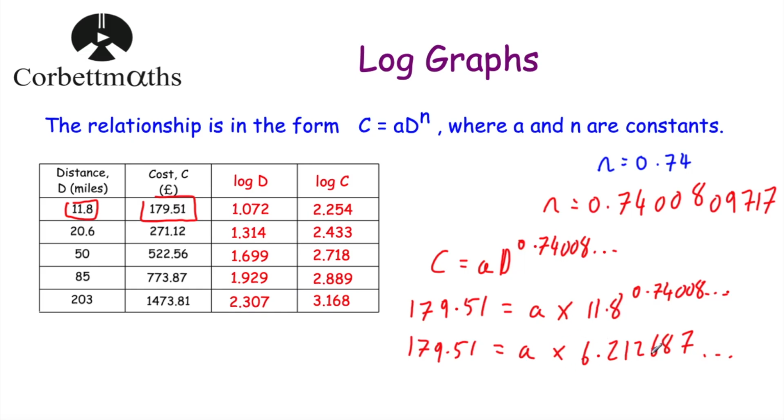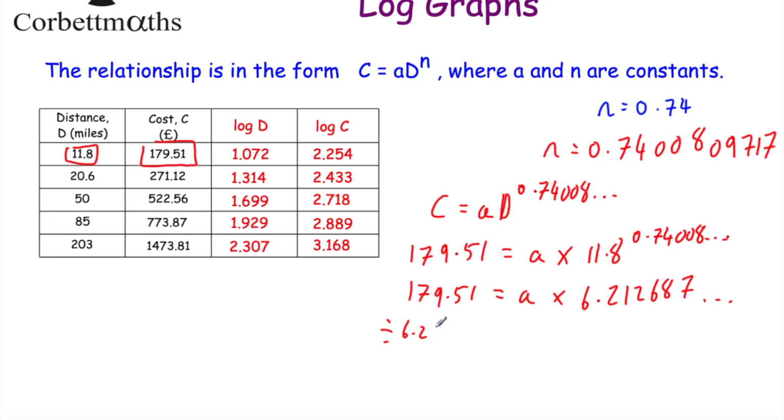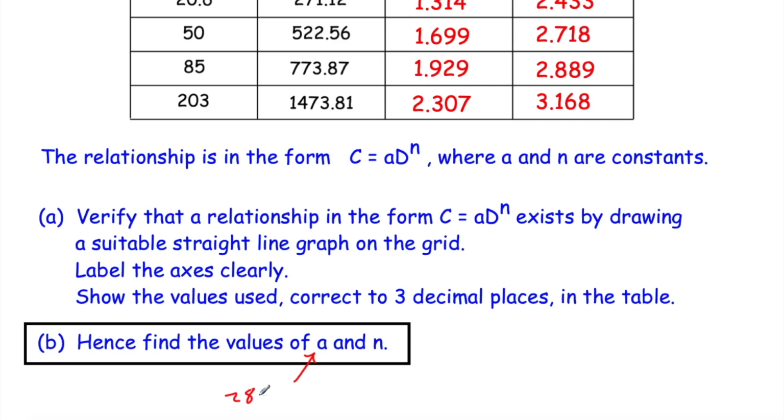Now we want to work out what a is, so we don't want this multiplied by 6.212 and so on. So we're going to divide both sides of the equation by 6.212 and so on. On the right hand side, we'll just be left with a, because we're dividing by the 6.212 to get rid of that multiply, so we'll just be left with the a. And on the left hand side, 179.51 divided by answer, we get 28.894 and so on. And that's it. So we've worked out our value for a. We've got the value for a and we've got the value for n. So a was equal to 28.89 and n was equal to 0.74.